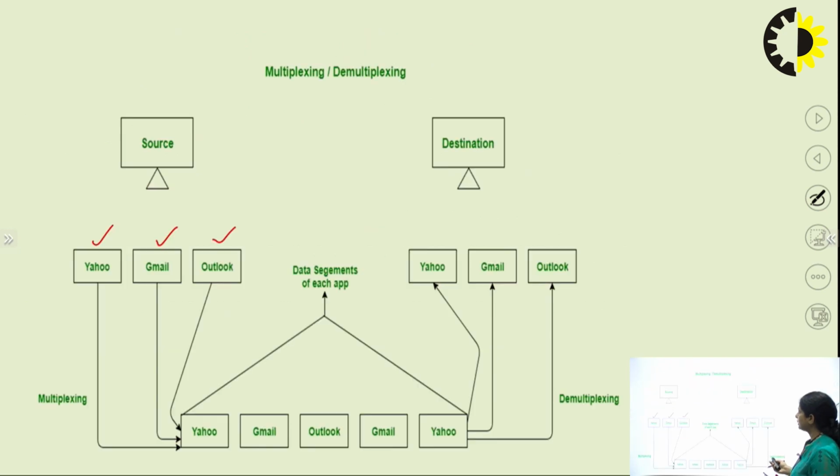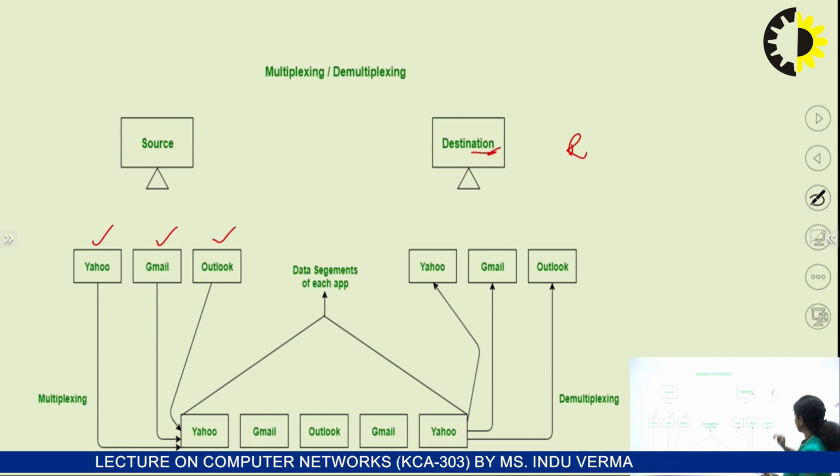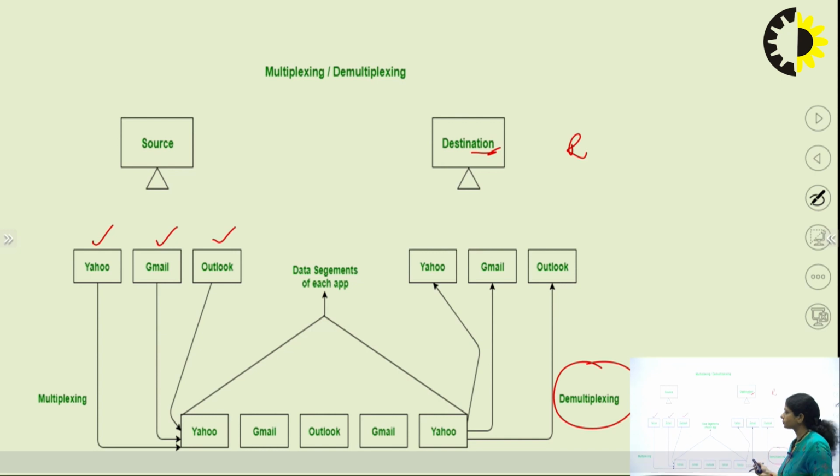So what is multiplexing and demultiplexing? We can see over here, this is what multiplexing is: different processes are going on different frequencies, and now we will be sending them on a single channel, and then at the receiver end or destination, demultiplexing will take place.